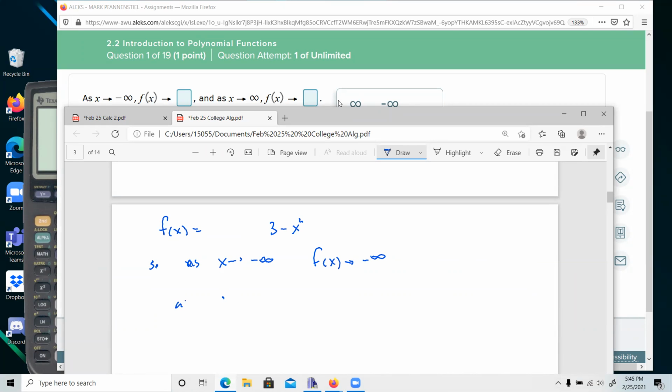As x tends to positive infinity, well, this function, it didn't really matter. If I put in positive, put in your favorite biggest number. My favorite biggest number is 6.023 times 10 to the 23rd power. Taking chemistry, you will know that number. But if I put it in here, 3 minus this number squared also goes to negative infinity.